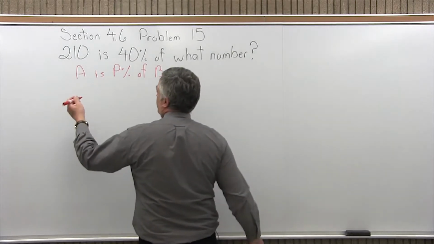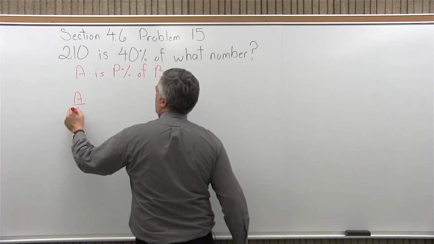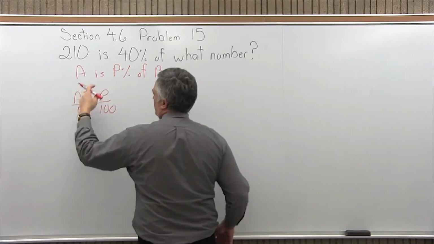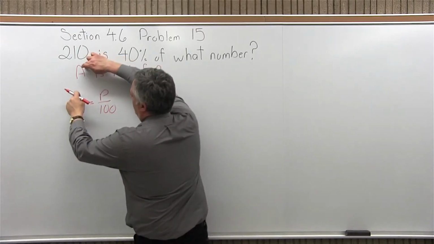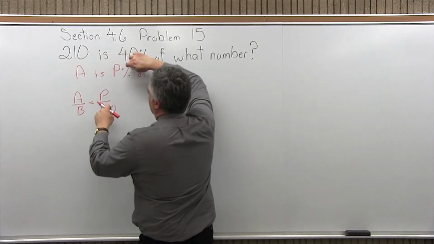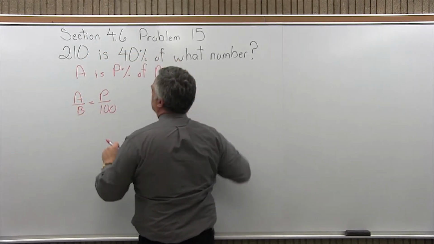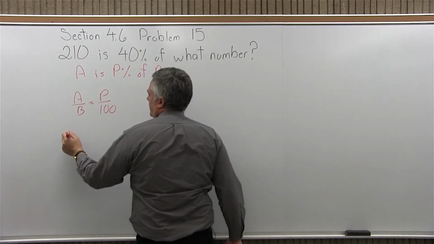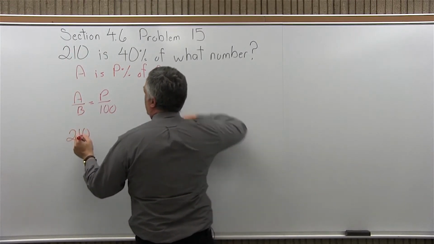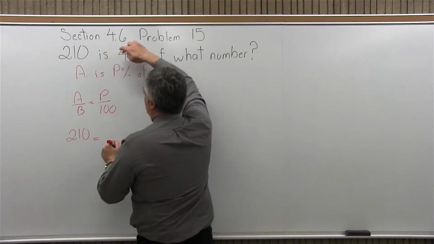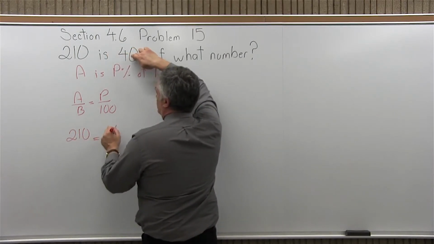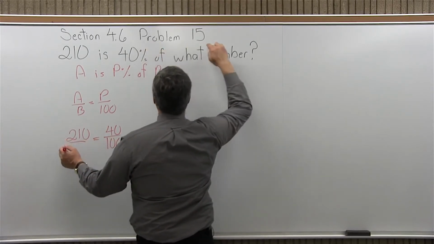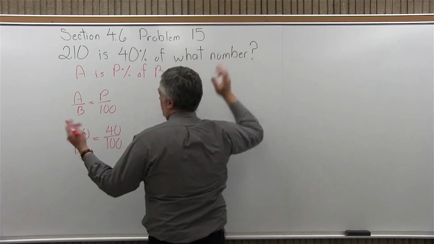So once you have it in that format, you're going to use the equation A over B equals P over 100. And as you fill it in, what I say is you just go around the circle. Start with A. A is P% of B. So as I fill that in, the first thing in the numerator of the left fraction is 210, becomes my equal 40%. So the 40 is in the numerator, the percent, the denominator is 100, of B is the unknown. So what number? I just leave it B.